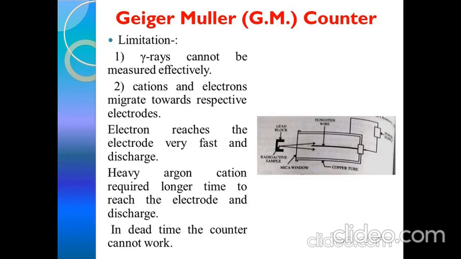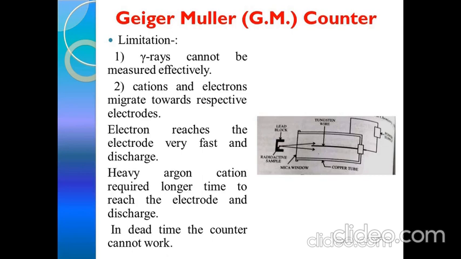Limitations of GM counter. 1. Gamma rays cannot be measured effectively. 2. When ionization is produced in the cylinder, argon cations and negatively charged electrons migrate towards respective electrodes.